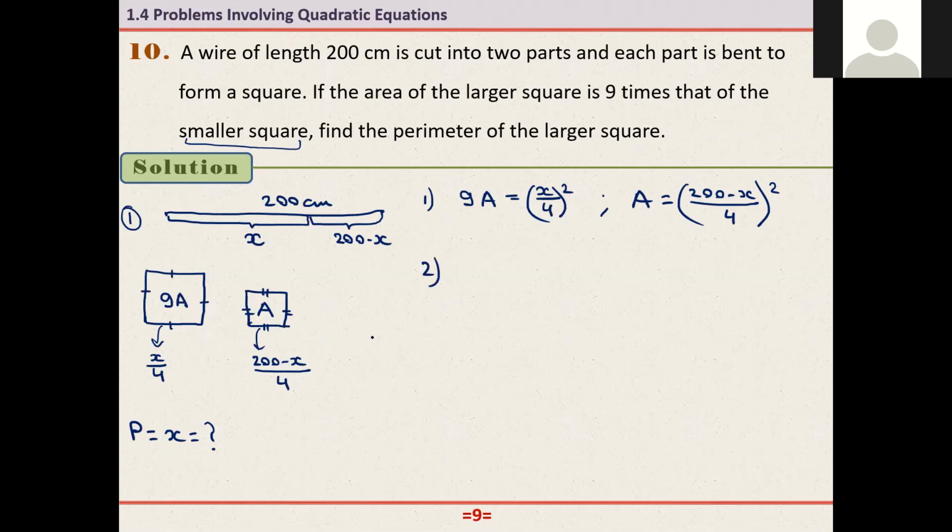Next, how can we solve this equation? Substitute this thing for A, right? Because here we have capital A. So we have 9 times A equals this, 200 minus x over 4 squared equals, on the right hand side, x over 4 squared. What is next, Amira?